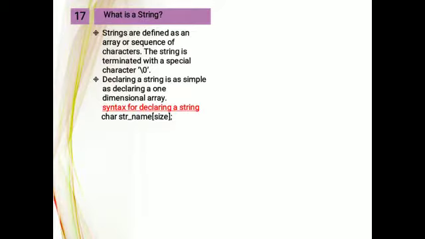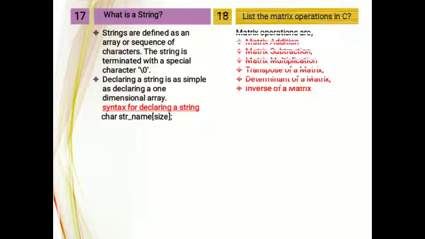What is a string? Strings are defined as an array or a sequence of characters. The string is terminated by a special null character. Declaring a string is as simple as declaring a one-dimensional array. The syntax for declaring a string is: char str_name[size], where char is the data type, str_name is the string name, and size is the size of the string.